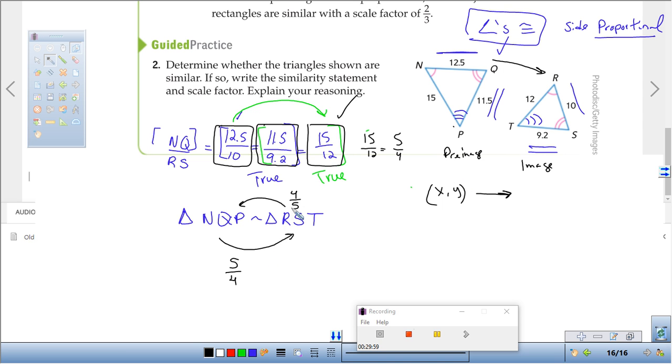Which of these is smaller? Cha-ching, right? This one's smaller. So this would be your answer. 4/5 x, 4/5 y. Pretty easy. What do you think about that one?